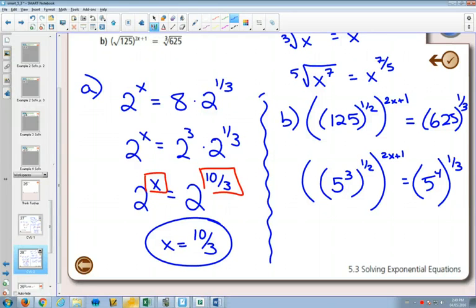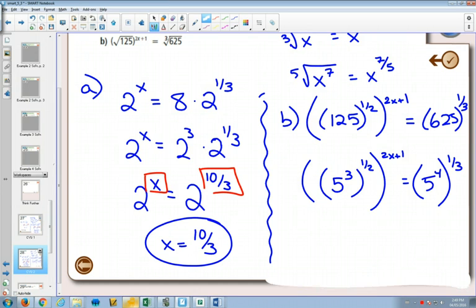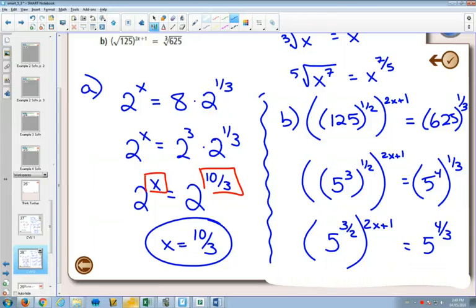Because on the left side, we've got a power to a power to a power. Super powerful. Power to a power, we're going to multiply. Again, let's just take this slowly. 3 times 1/2 will be 3/2. 5 to the 4 times 1/3 will be 4/3.